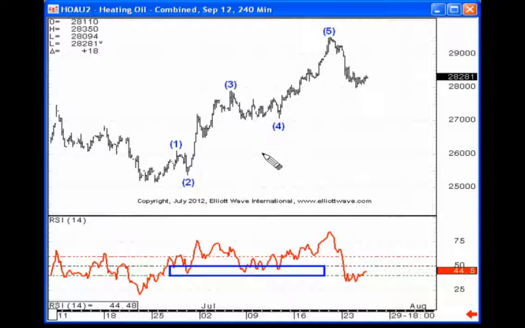upside is a clear impulsive structure. Waves 1, 2, 3, here's my fourth wave move, and then we see the fifth wave advance. And as you can see, RSI found support in that 50-40 handle, which is exactly what it should be doing.